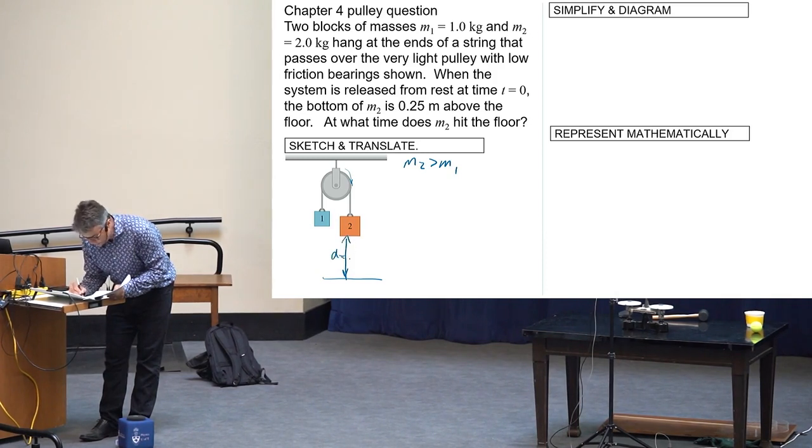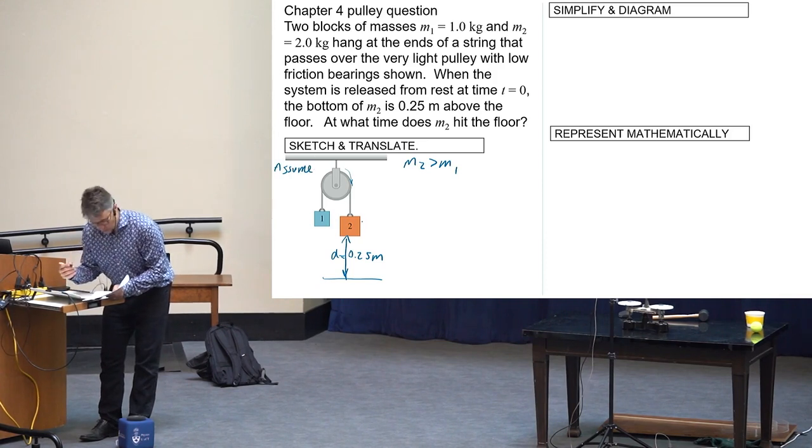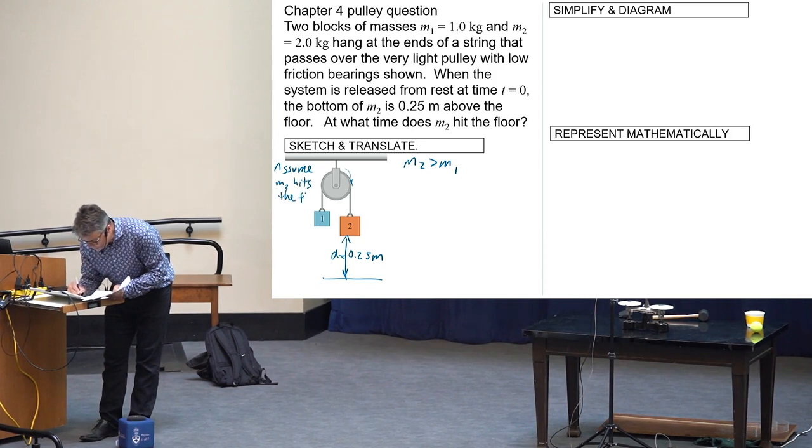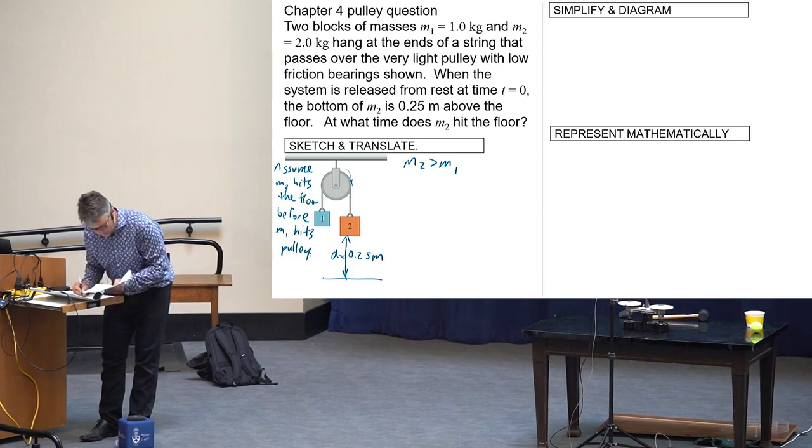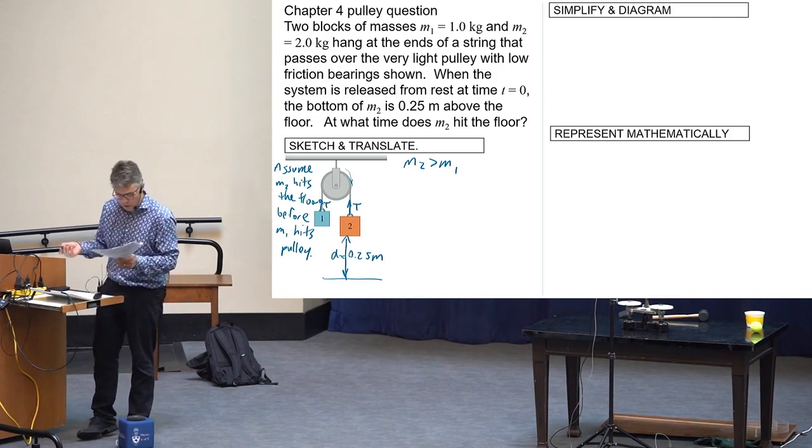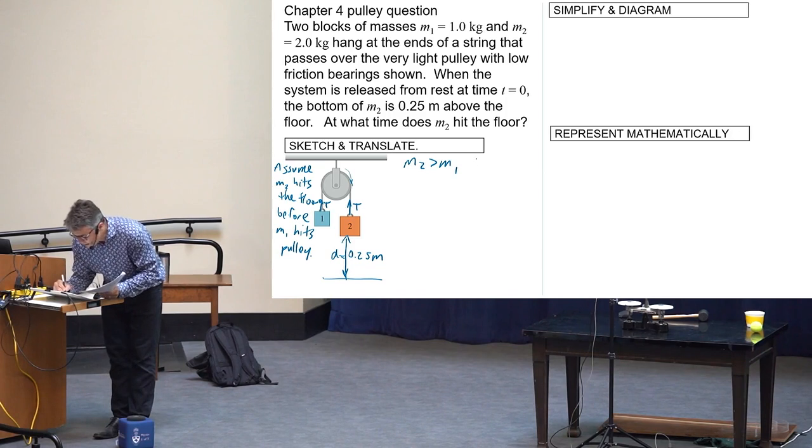So this D is equal to 0.25 meters. And I'm going to assume here, which makes sense, since M2 is the larger one, it's going to go down, right? So M2 hits the floor. I'm also going to assume that it hits the floor before M1 hits the pulley, or else we're not going to be able to solve this. Sometimes it's okay to make a few assumptions. There's going to be an upward tension force on both of these. So what I like to do in this case is just make 2 systems, one for M1, one for M2. That's okay. Same tension on both.